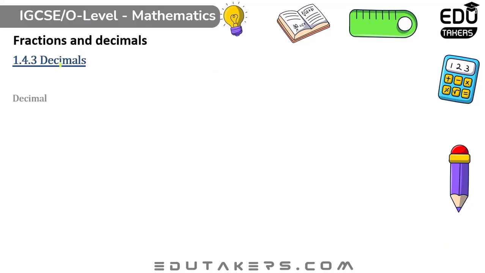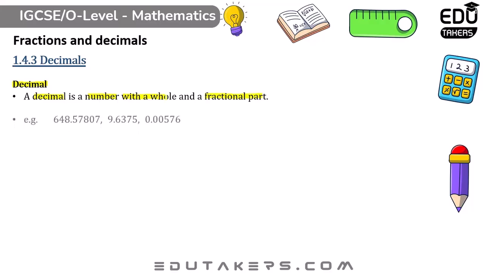The next topic is decimals. What is a decimal? A decimal is a number with a whole and a fractional part. For example, some numbers are given where this 648 is a whole part and 0.57807 is a decimal or fractional part. Similarly, for this number 9 is a whole part and 6.6375 is a fractional part.